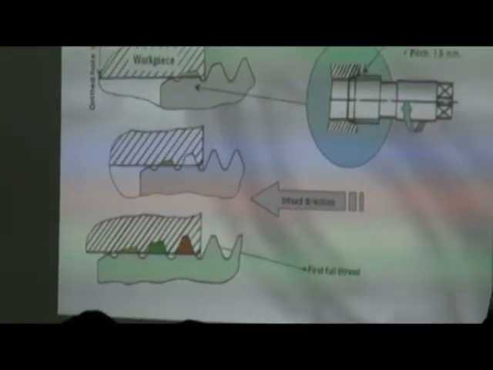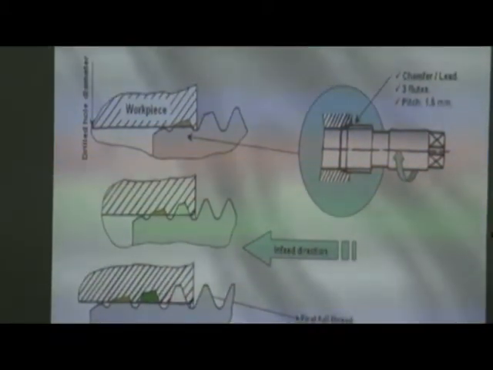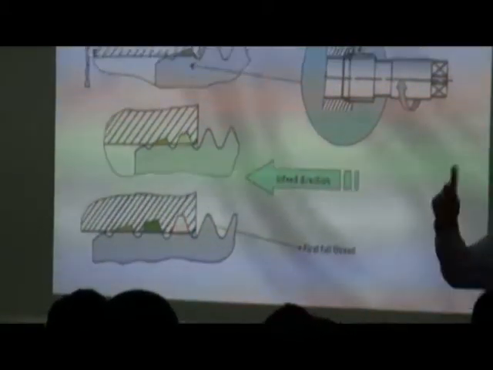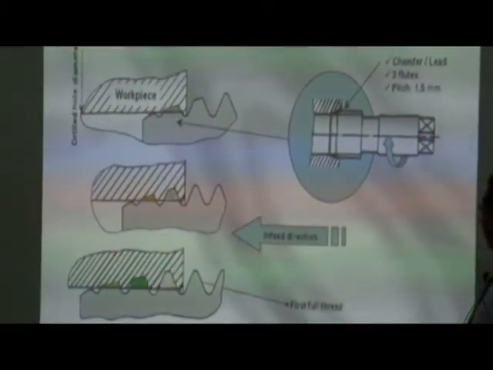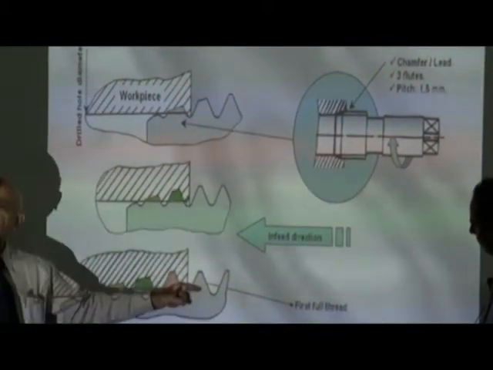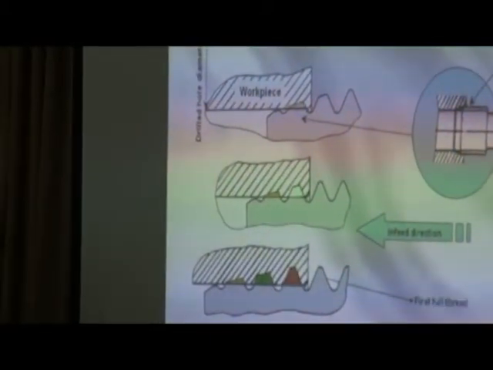Therefore, a tap is not a multi-cutting edge, it's a single cutting edge. Por eso es que un macho no es una herramienta con varios filos de corte, sino es uno solo. The first full thread after the chamfer is doing most of the work. El primer filete después del chaflán es el que hace la mayor parte del trabajo.